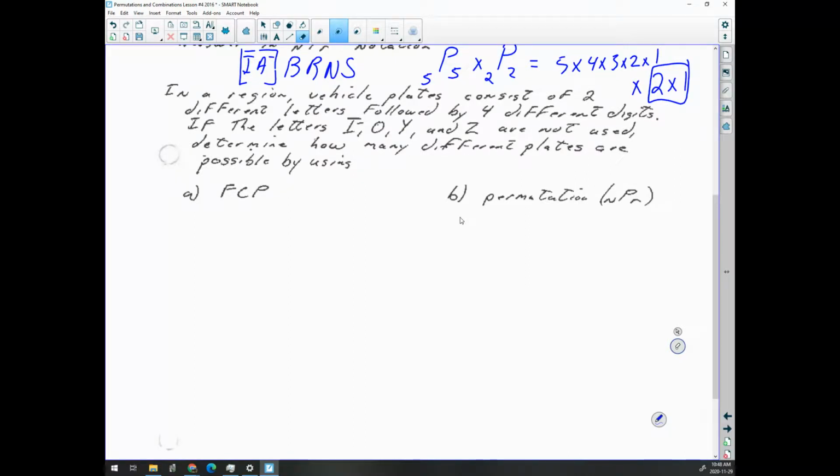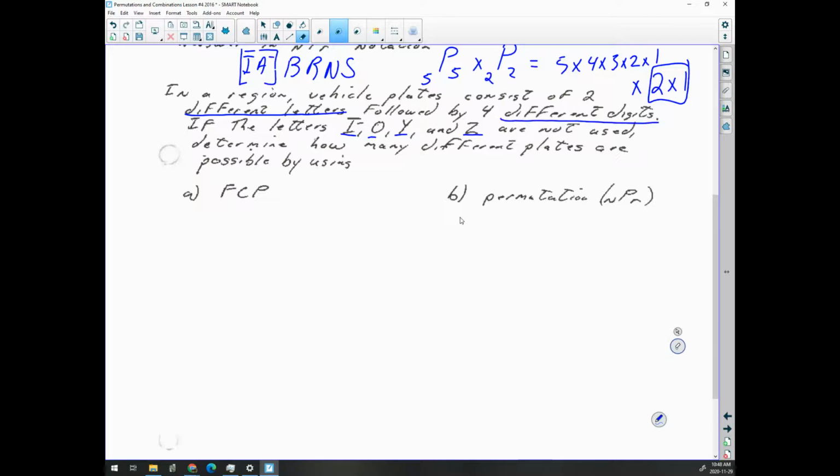Vehicle plate questions are relatively common. A vehicle plate consists of 2 different letters followed by 4 different digits. If the letters I, O, Y, and Z are not used, how many different license plates are possible? Now, here we basically have to decide: can I repeat 2 different letters and 4 different digits?